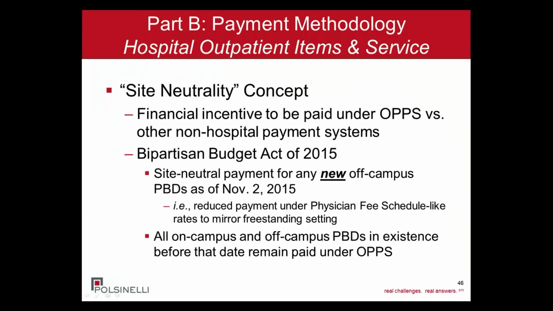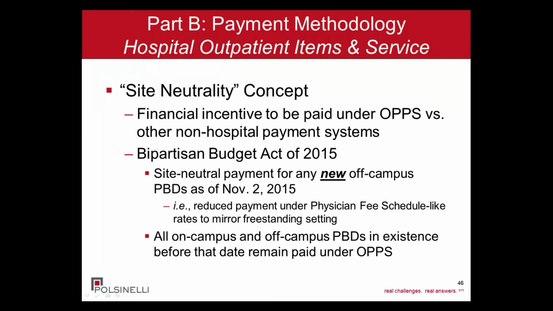If all of these provider-based criteria are met, then the hospital can treat that on-campus or off-campus facility as part of the hospital and bill under the OPPS. Why does it matter? It matters because there's a financial benefit to receiving payment under the OPPS. We talked a little bit about this, but hospitals generally receive higher payment for services furnished in an outpatient department as opposed to, say, a freestanding physician clinic.